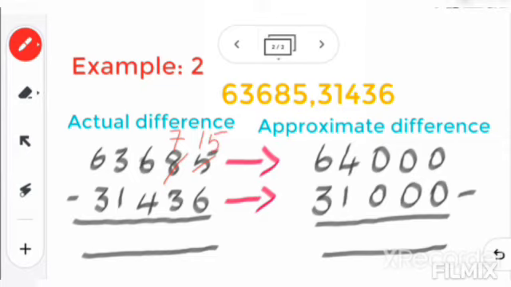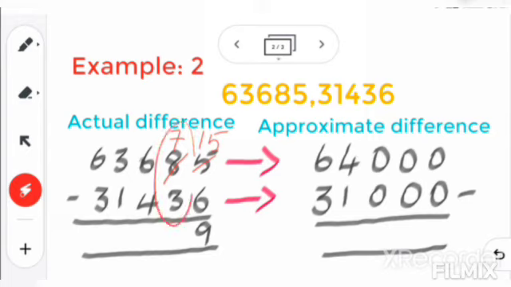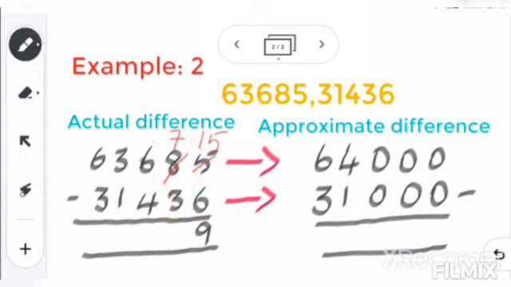This will become 15. So now 15 minus 6, it will be 9. Here it will be 9. Now next we have to see in tens place. Here we have 7 and 3. So 7 is big only, so you can minus. 7 minus 3, it will be 4.